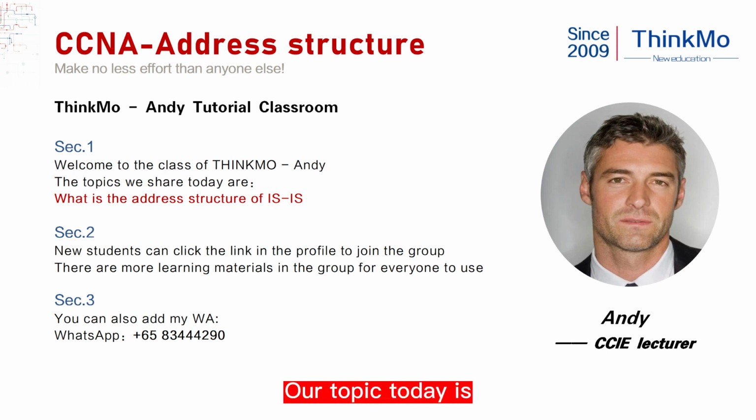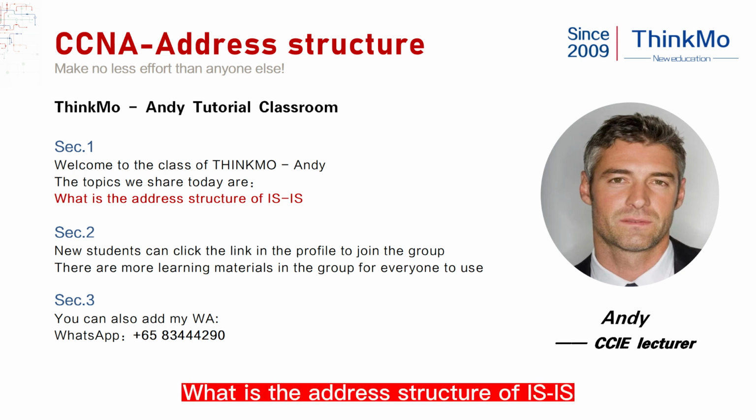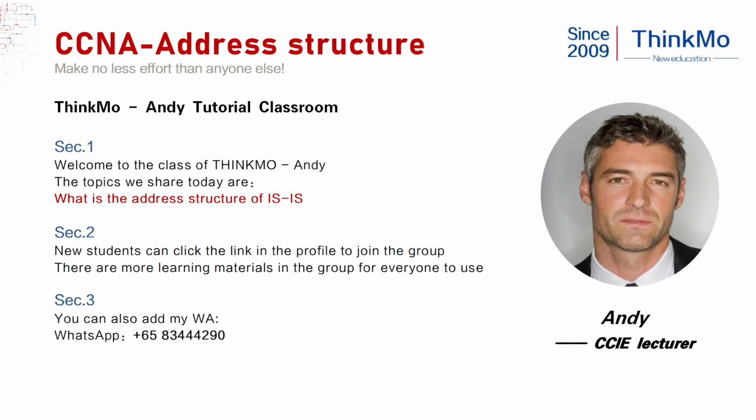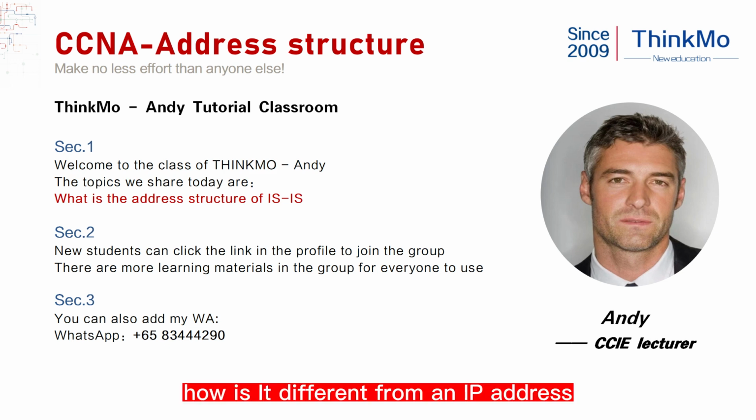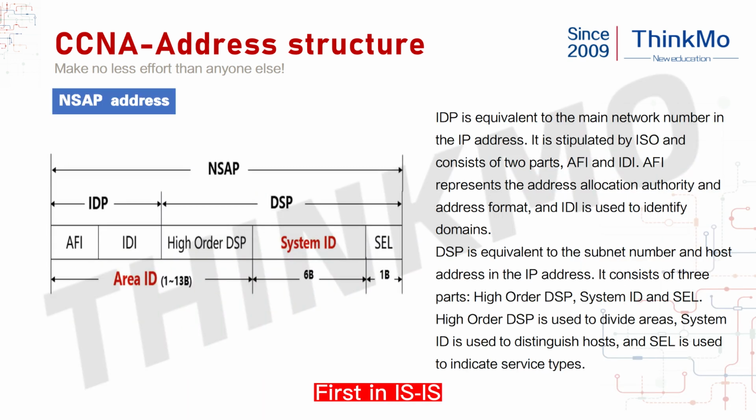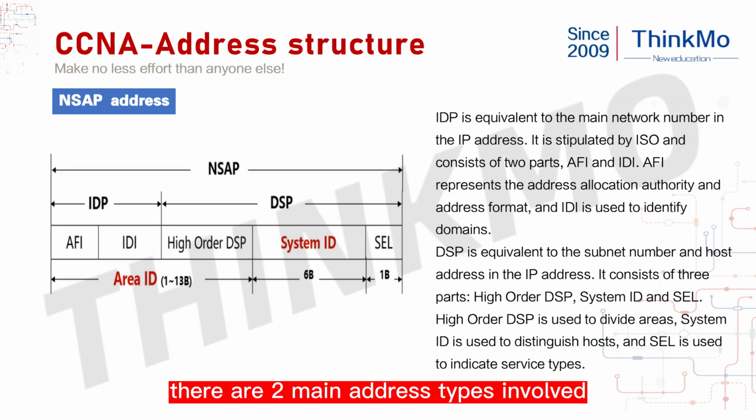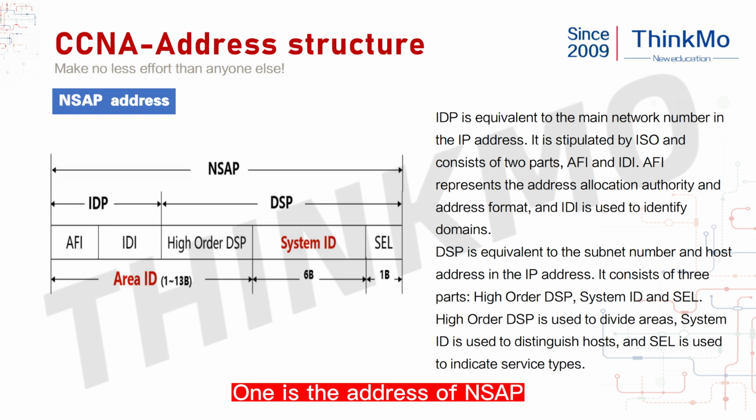Our topic today is what is the address structure of ISIS? How is it different from an IP address? First, in ISIS, there are two main address types involved. One is the NSAP address. One is the net address.